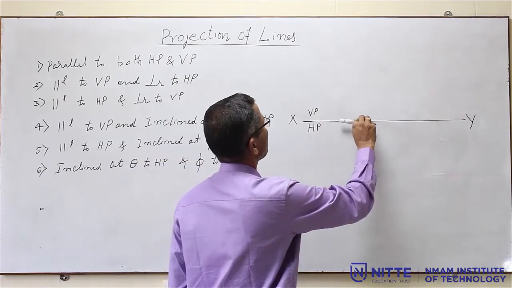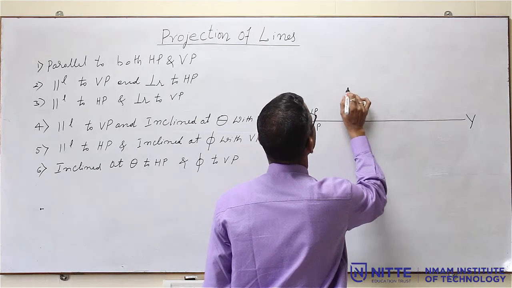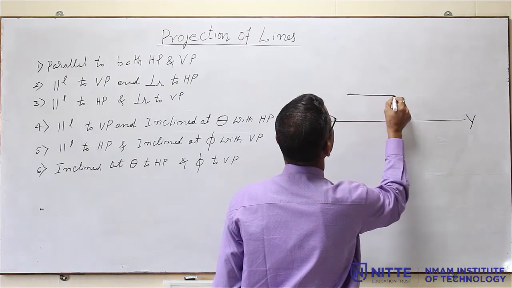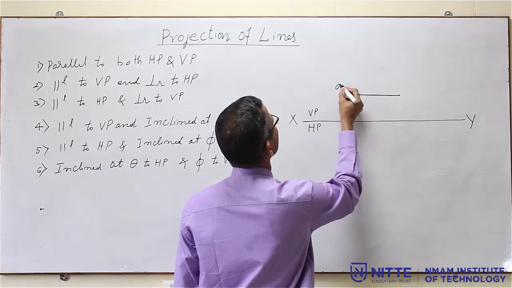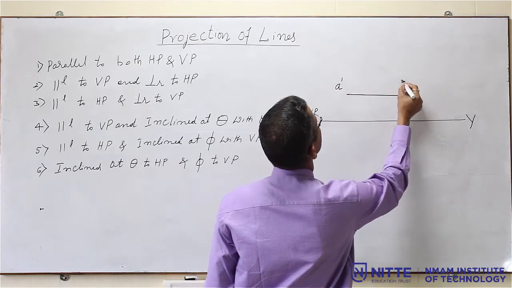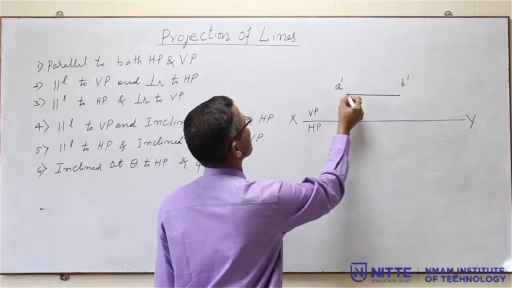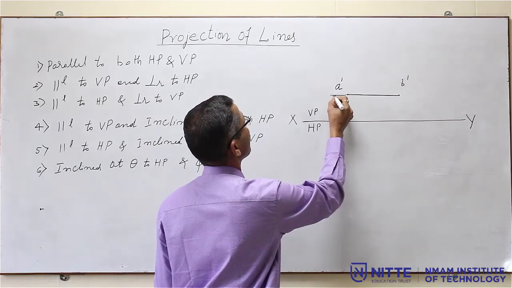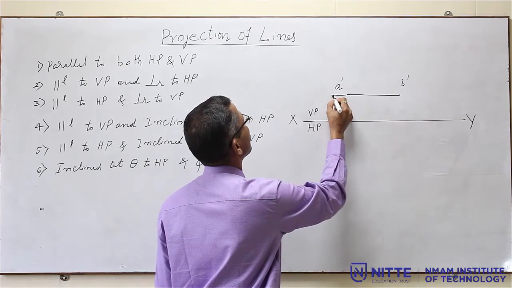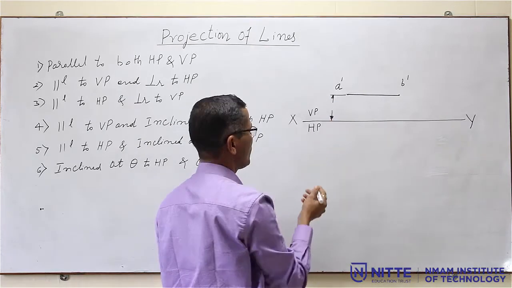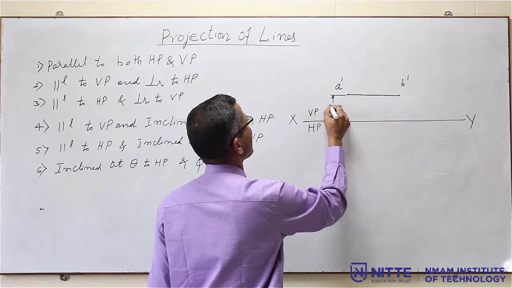So, how much above HP? They will give the distance. From there you draw a line like this. This is the front view. Name of this is A dash, B dash, and you have to specify this distance which is given in the problem. How much above HP? This is just an example, so we are not going to write any dimension for this. You have to write it here. I will take it as 30 mm above HP.